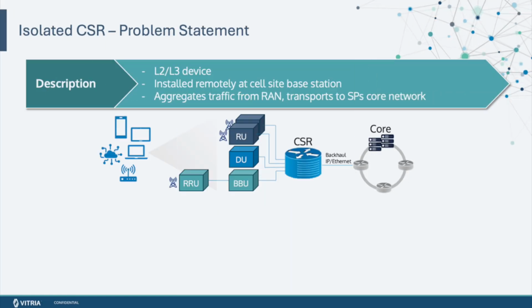A cell site router, or CSR, is a key component of a 5G radio access network. It is installed remotely at the cell site base station and aggregates mobile data traffic from the radio access network and transports it back to the service provider's core network.